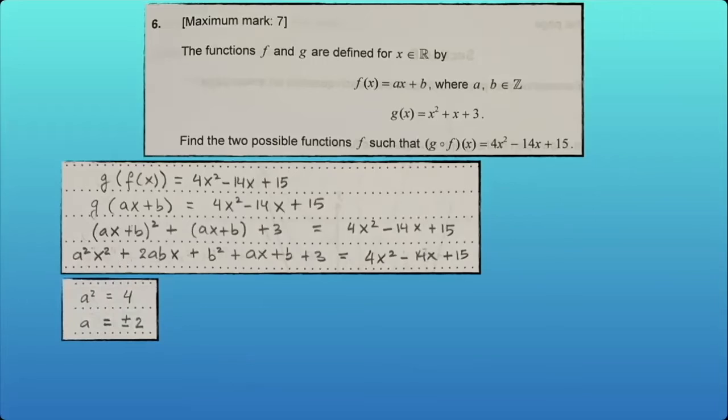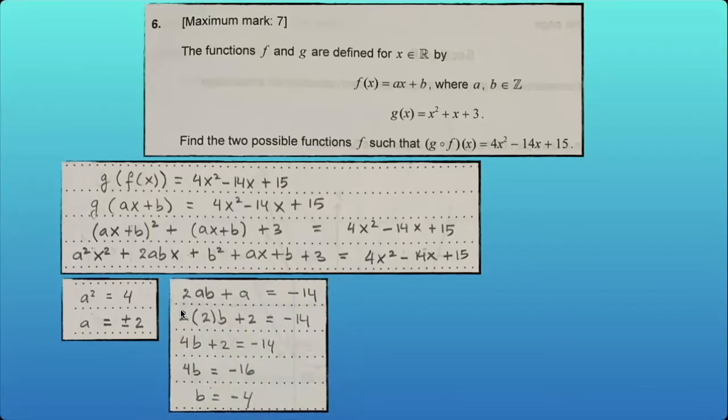Now what we do is we equate based on the power of x. Now let's begin with x to the power of 2. From the left-hand side, again looking at x squared, we have a squared, so put it there. And from the right-hand side, looking at x squared, we have 4, so we can equate them. Therefore, a is equal to plus minus 2.